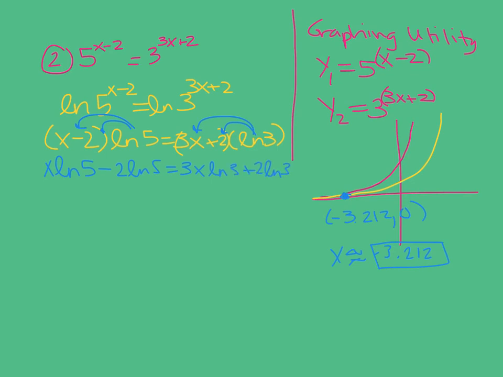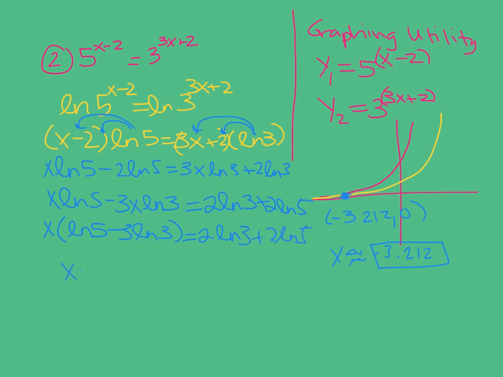So then, like I was saying, we're going to move all of our x terms on one side and we're going to move all our constant terms onto the other. So I end up getting x ln of 5 minus 3x natural log 3 is equal to 2 ln 3 plus 2 ln 5. If I factor out an x, I then end up with this right here on the left. Keep my right-hand side the same.